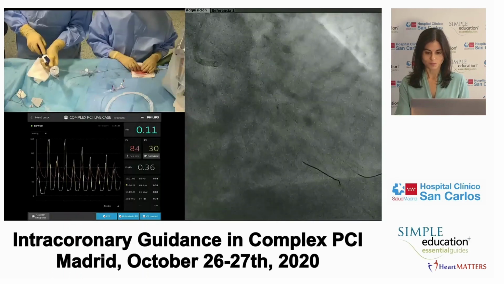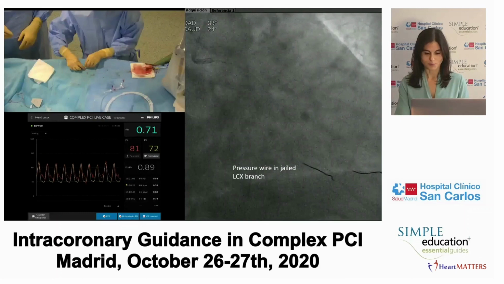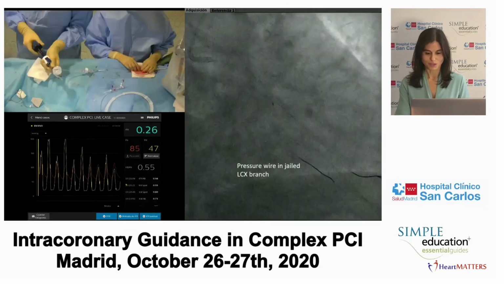So after that, we decided to go for a larger balloon.